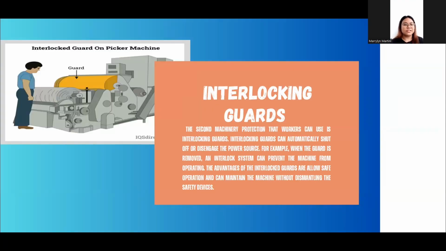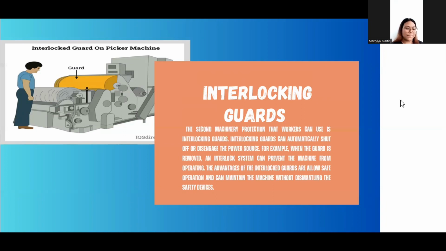The second one is interlocking guards. Interlocking guards can automatically shut off or disengage the power source. The interlock system can prevent the machine from operating when the guard is removed. The advantage of interlocking guards is that they allow safe operation and let you maintain the machine without dismantling the safety device.